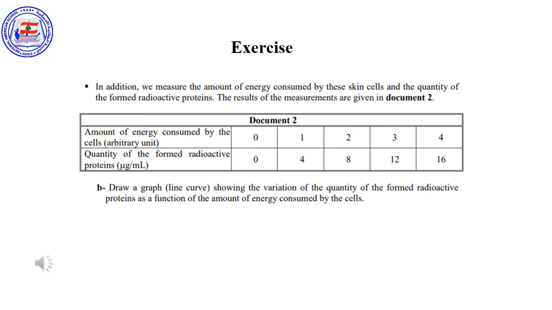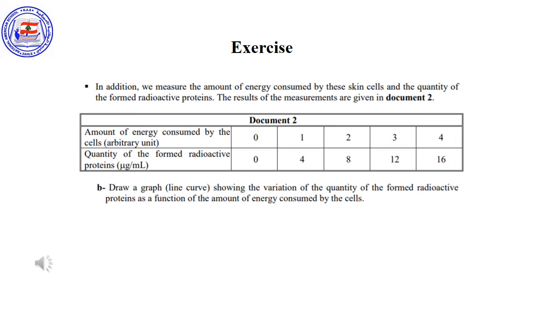In addition, we measure the amount of energy consumed by these skin cells and the quantity of the formed radioactive proteins. The results of the measurements are given in document 2. So let's see the table. We have the amount of energy consumed by the cells, 0, 1, 2, 3, 4. So the amount of energy is increasing. And what happens to the quantity of the formed radioactive protein? Let's see the numbers 0, 4, 8, 12, 16. So the quantity of formed radioactive protein increases with the increase of the amount of consumed energy.